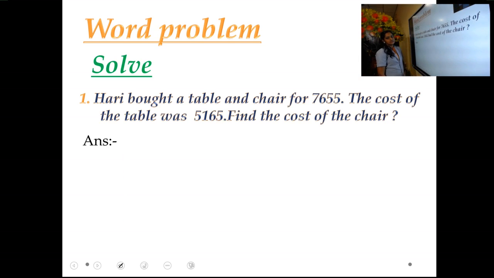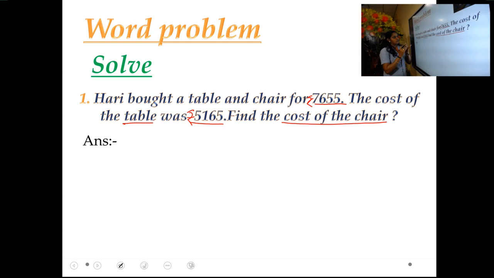Now word problems. The question comes like this: sold. Okay. So just read out that question. Hari bought a table and chair for rupees 7,655. Two things, table and chair. The cost of the table was rupees 5,165. Find the cost of chair.